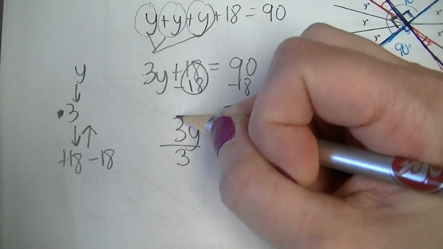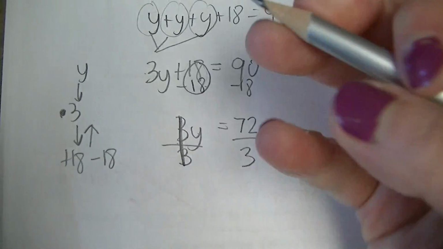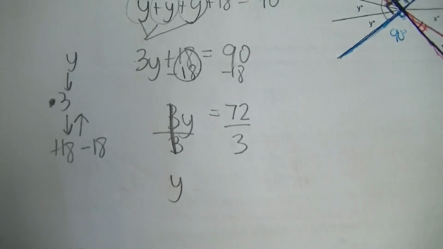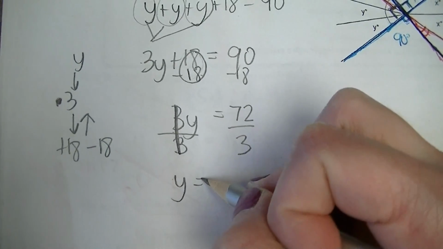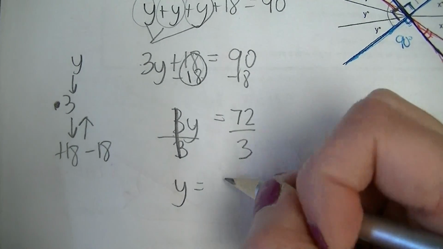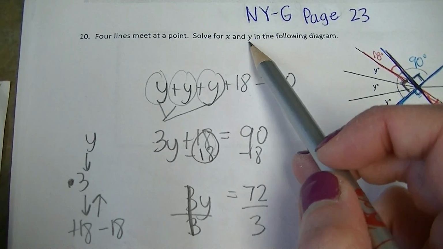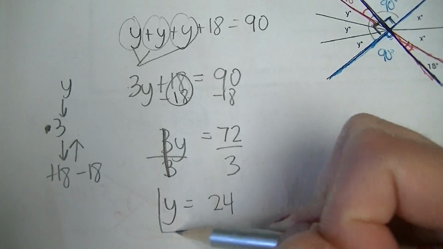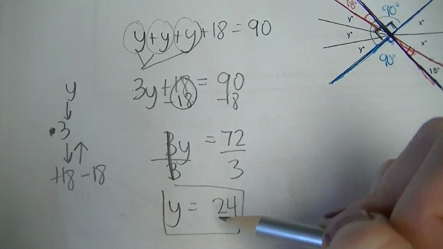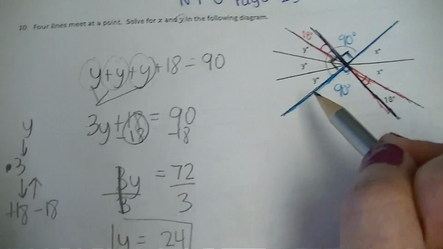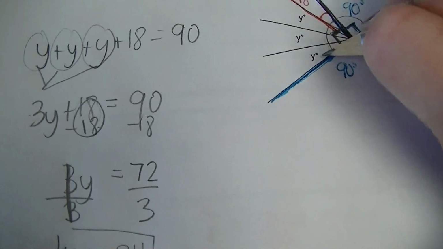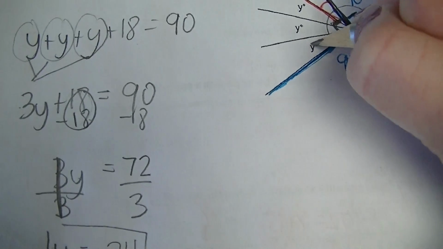3 divided by 3 is 1. 1 times y is 1y, so there's 1y just right there. And then 72 divided by 3 is 24. Okay, so we've answered this, solve for x and y. Well, we solved for the y. There it is right there. And please don't forget to substitute it back into those angles to portray its relationship. So it's 24, and we just add the degree sign.